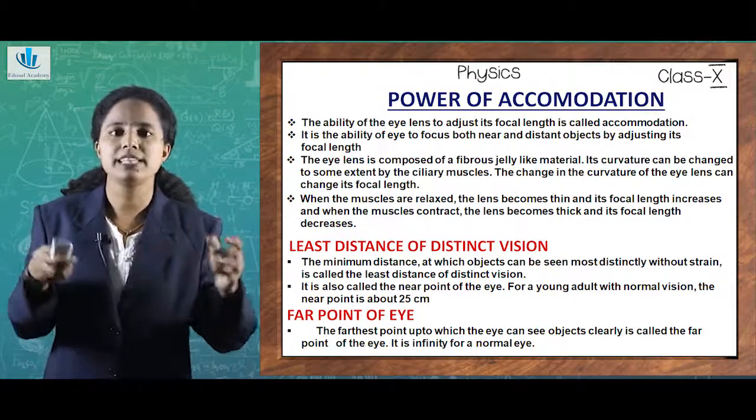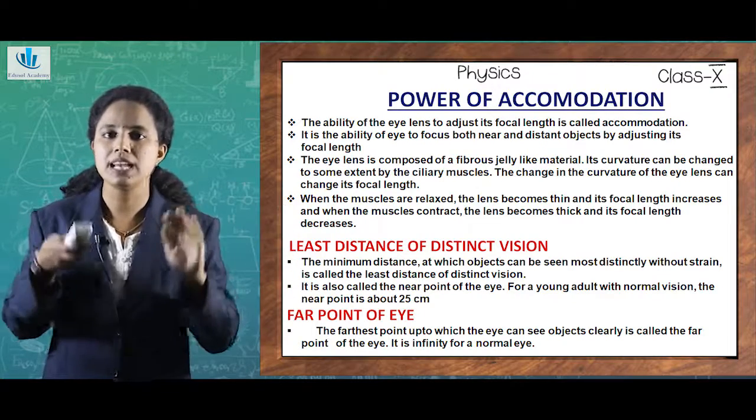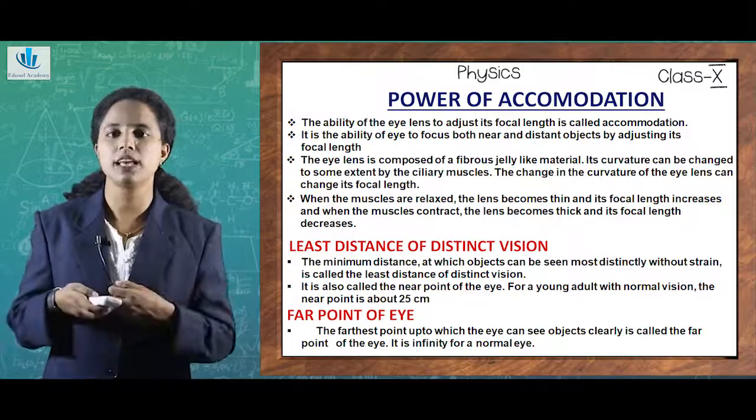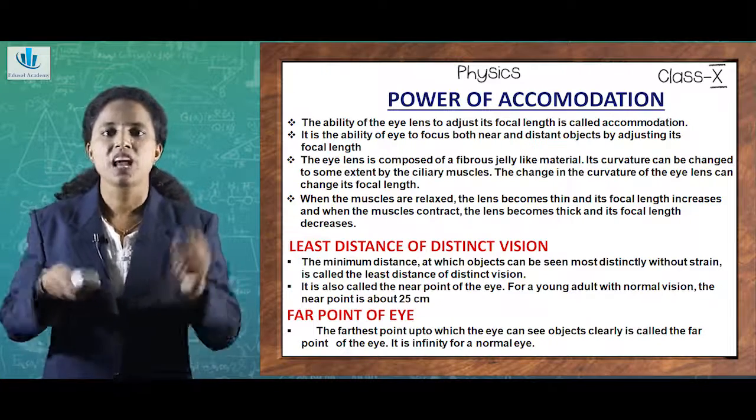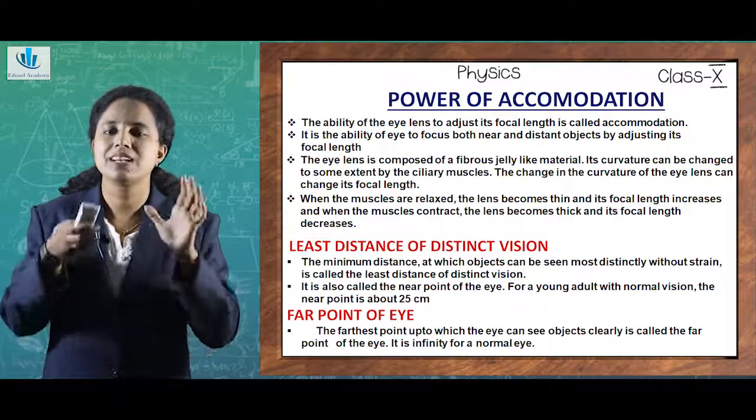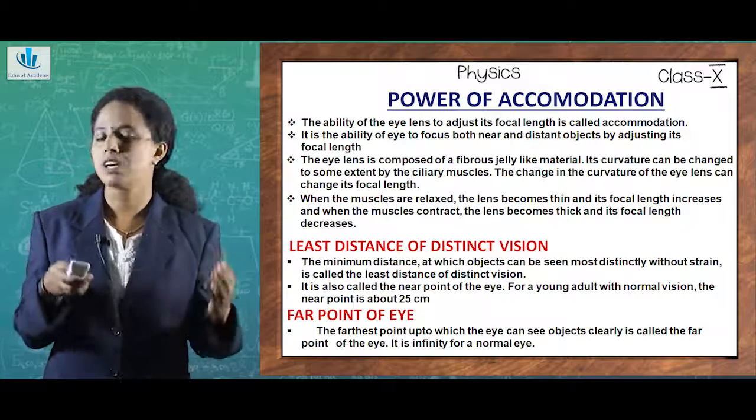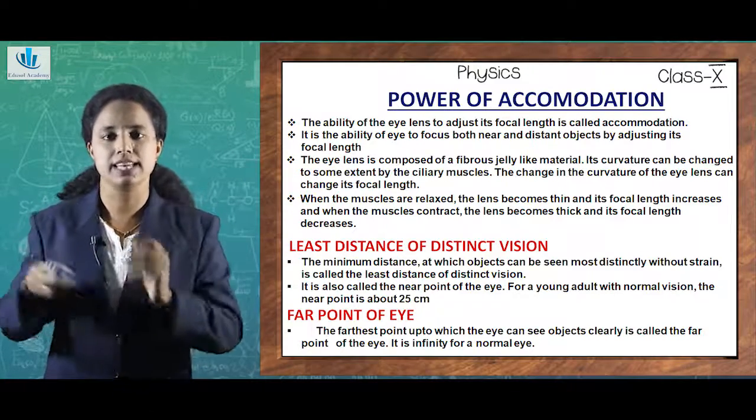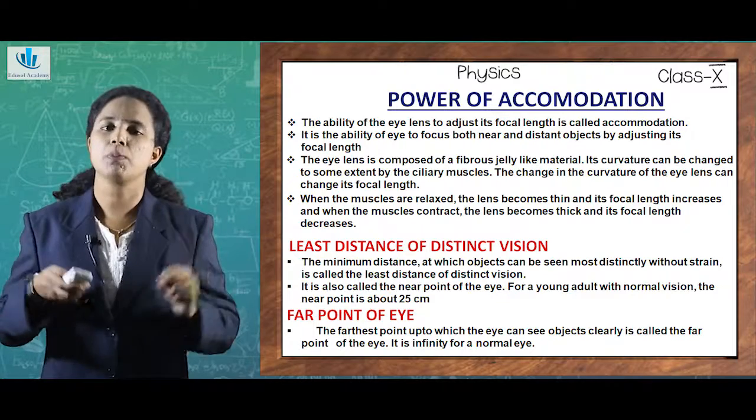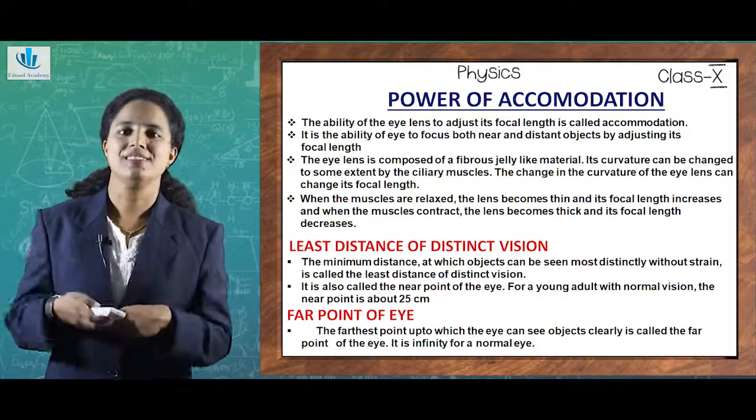When we view objects that are far away or at a distance, the convex shape becomes less. And what happens to the focal length? It is just the opposite of the previous case. That is, when the lens relaxes into a less convex shape, the focal length will increase. Then what happens? When the focal length increases, curvature will decrease. So they are inversely proportional. When the focal length of the eye lens increases, curvature will decrease.